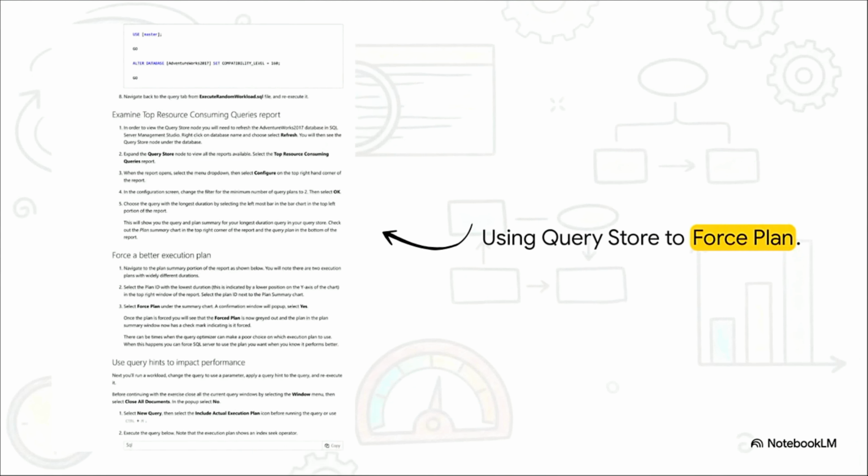When you finally click on that top consuming query, the Query Store is going to reveal two drastically different execution plans for the exact same request. One of them ran super fast, the other painfully slow. But here's the cool part. As the DBA, you don't just have to sit there and accept the slow one. You will physically select the plan ID that shows the much lower duration on the y-axis, and you'll hit the Force Plan button. You'll see a little check mark appear. Boom. You've just manually overridden the SQL optimizer and forced it to use the optimal path.